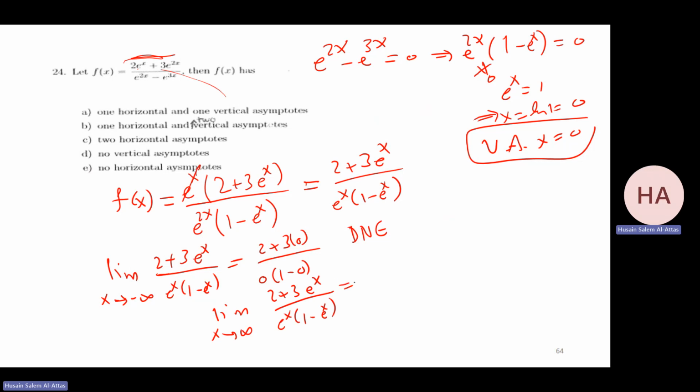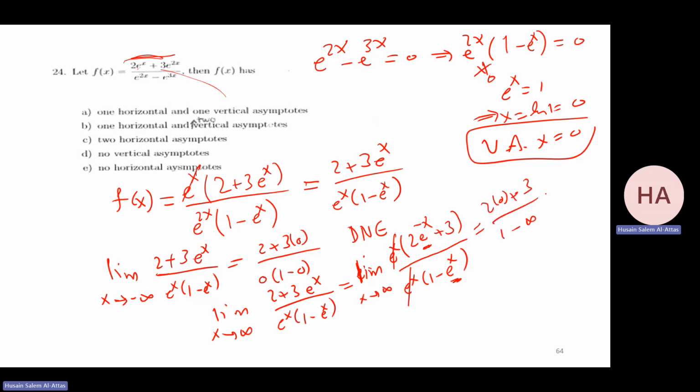Limit as x goes to infinity, the same thing. What I will do, I will take e to the power x in the numerator. The remaining is 2e^(-x) plus 3, over a^x times (1 minus a^x). This is cancelled. This is 2 plus 3a^x. This is same. Now substitute. You have this is 0 and this is infinity. So you have 2 times 0 plus 3 over 1 minus infinity, which is a number over infinity, so it will be 0. So I have only one horizontal asymptote, which is y equals 0.